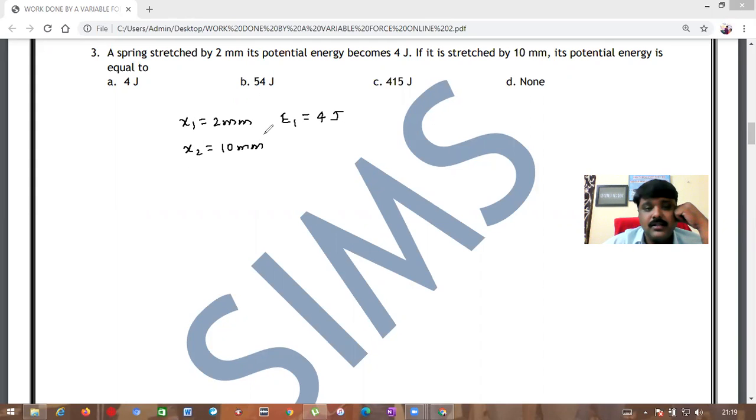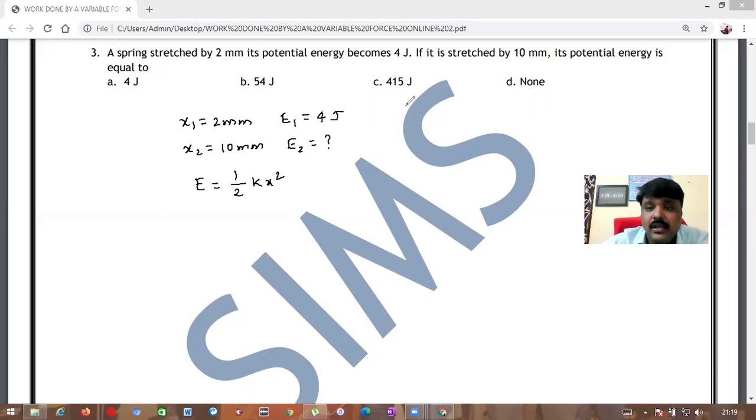As we are considering the ratio, we need not change millimeters into meters. In this problem, we need to find the final potential energy. He did not ask us to find the difference or the increase in potential energy, but the total, the final potential energy. As I have told you, the potential energy E equals half k x square.